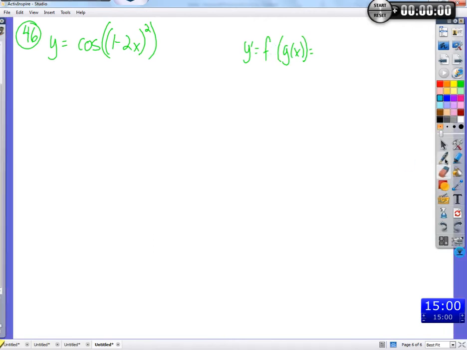Okay, if I want y prime, I just want to take the derivative of the composition of f of g of x. And that's going to be f prime of g of x, right? Where we take the derivative of the outside times the derivative of the inside. Use the chain rule. In the chain rule, we're going to have to use it now to take the derivative of the inside.